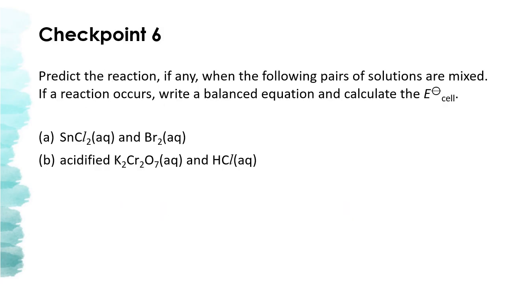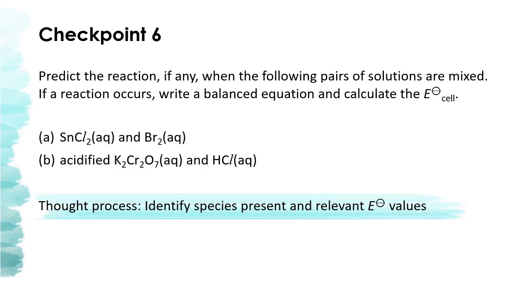So let us now look at attempting the questions in checkpoint 6. SnCl2 with Br2 in water, K2Cr2O7 with HCl in water and acidic medium. What you have to do next is to look at the species and hunt for the relevant standard reduction values from your data booklet.